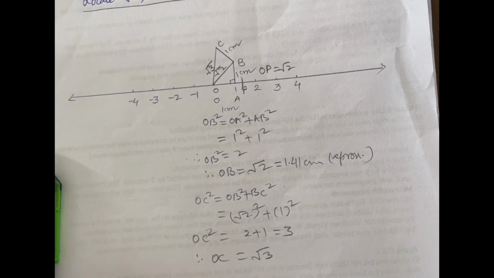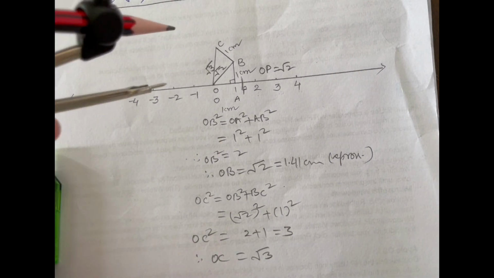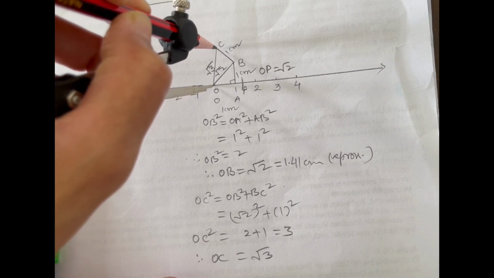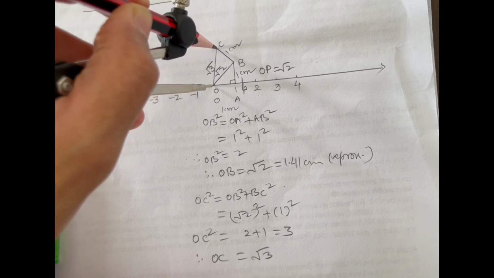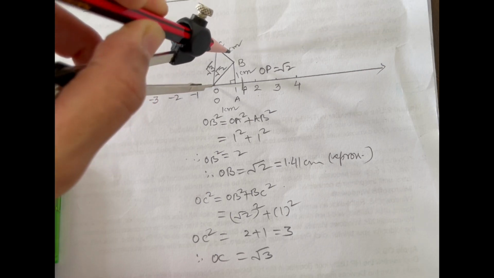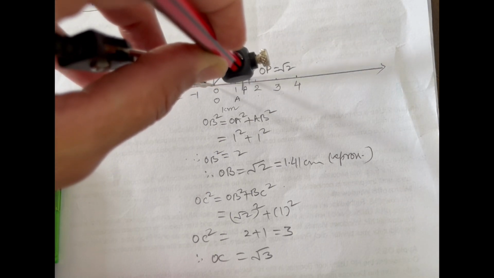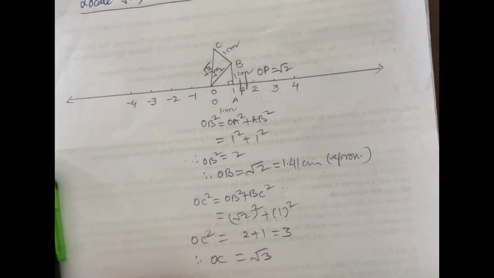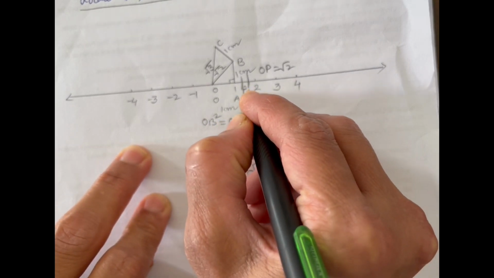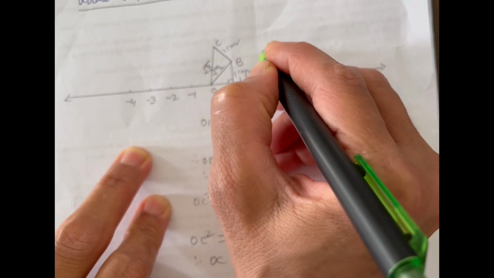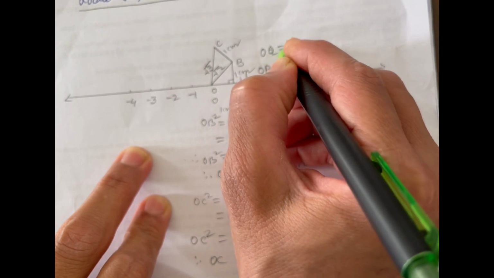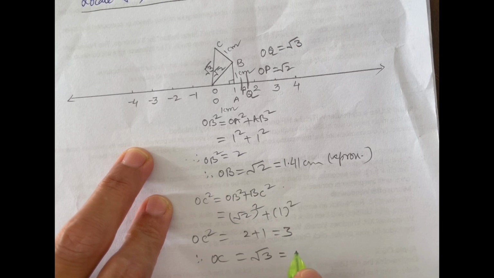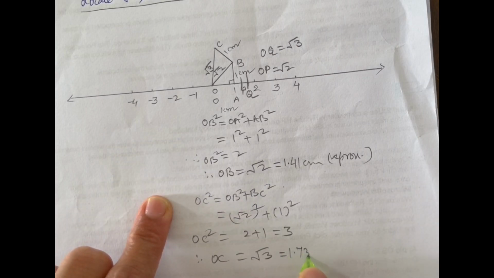Same method, I'll keep my pointer at O and stretch it till C like this, and then mark a cut on the number line like this, right? And wherever it cuts, let's name it now as Q. So OQ is your required root 3, and root 3 is approximately 1.73 centimeters.